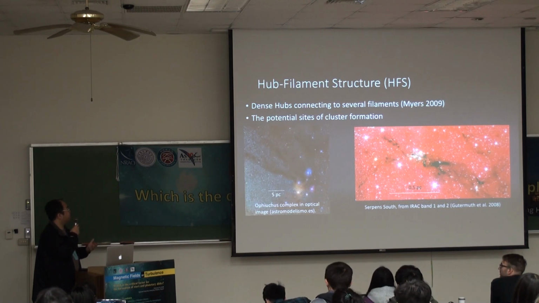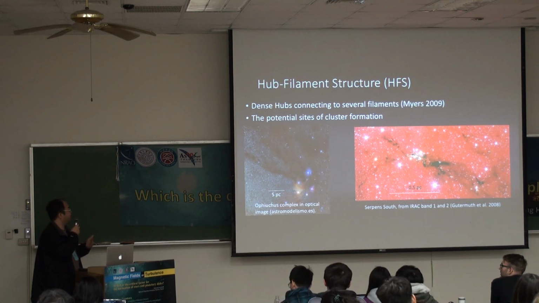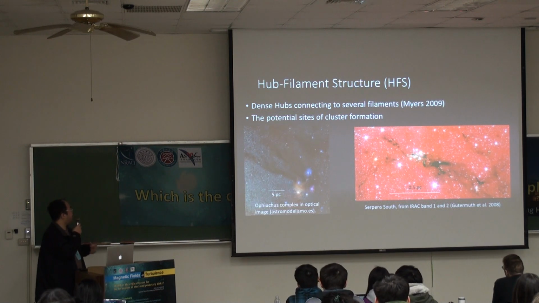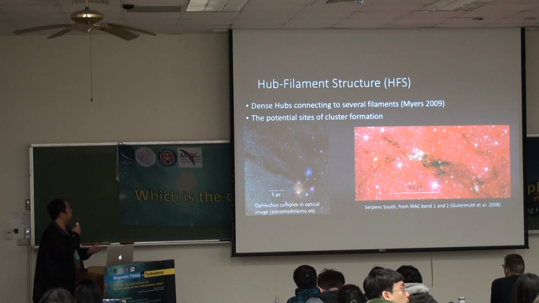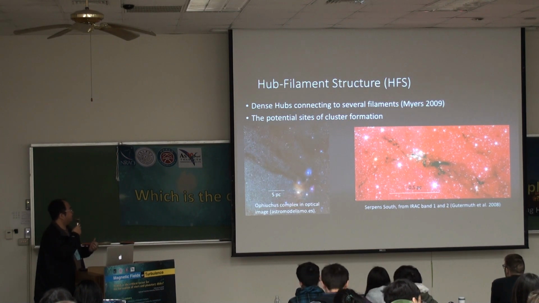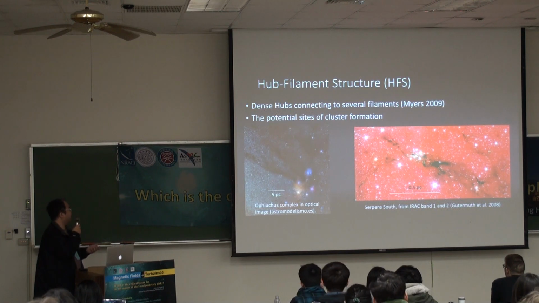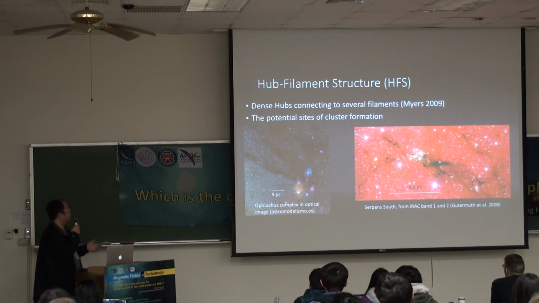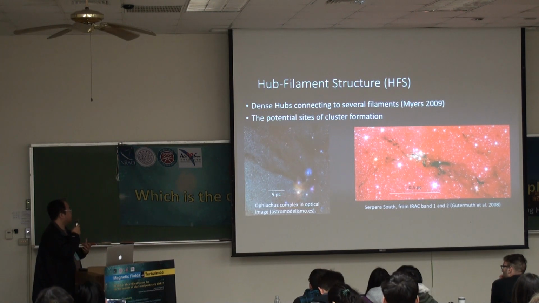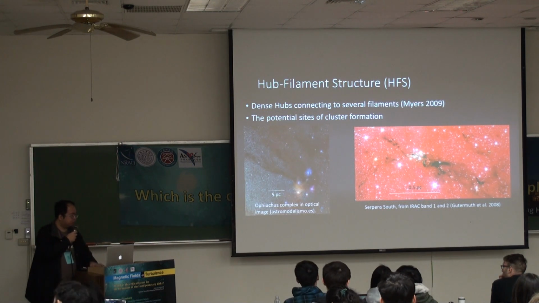But this kind of object is still a mystery because it can be seen at a variety of physical scales. Here are two examples. The hub-filament system can be seen in the Ophiuchus complex, which has a physical scale of more than 10 parsec. But it can also be seen in certain cores, and its physical scale is only within 0.5 parsec. So it's quite weird if all these structures have similar origins. Here we can provide some information to really know what is going on with these structures.